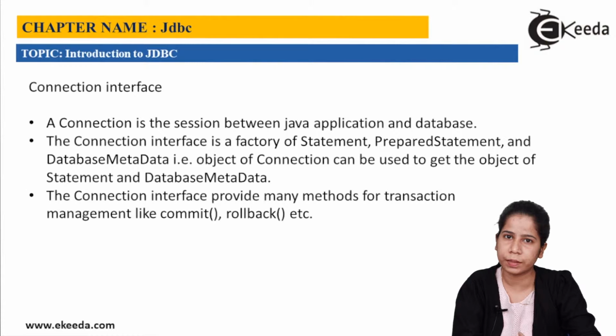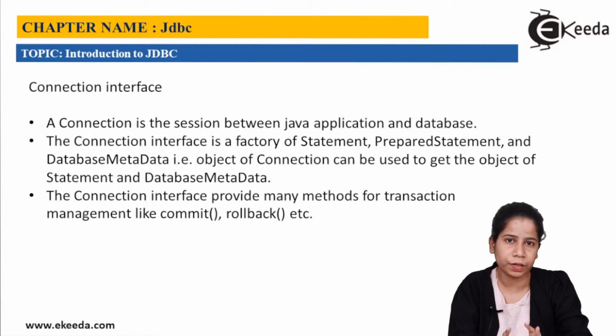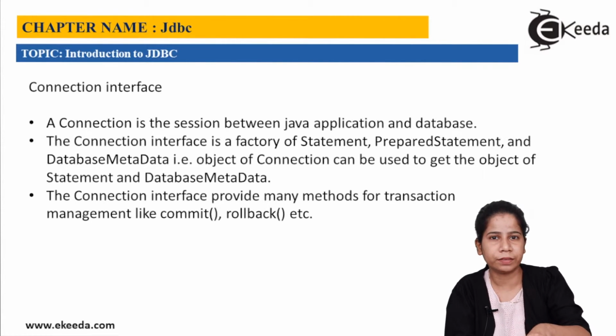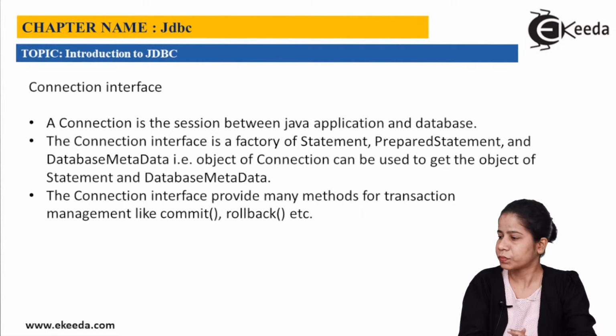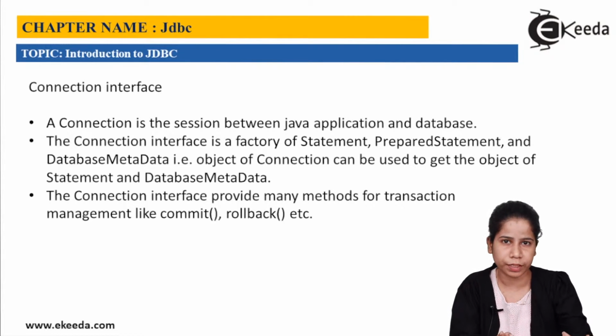Next, the third step, opening the connection, is done by the Connection interface. One thing you have to keep in mind is that it is an interface and it has methods. Normally in interfaces all the methods are abstract. So basically a Connection interface indirectly gives me control to open the connection and interact with the database. The connection is a session between the Java application and the database. Yes, it is a kind of object.